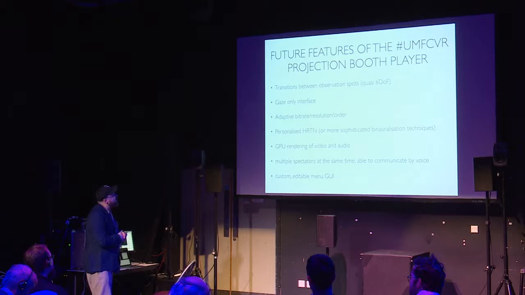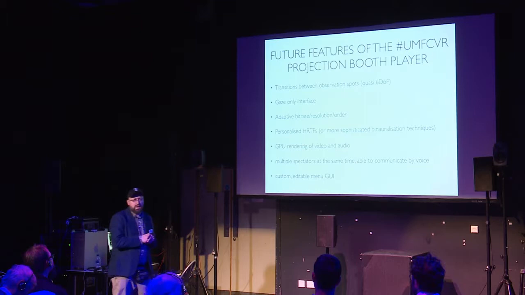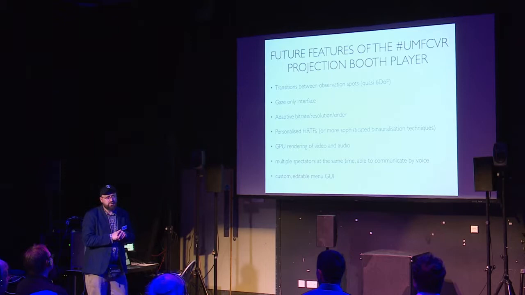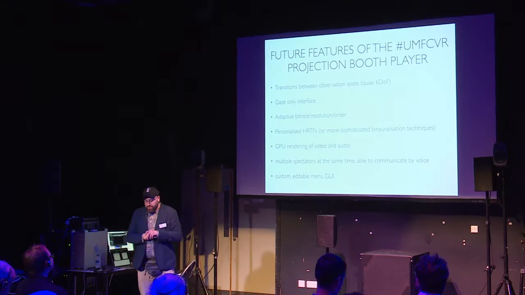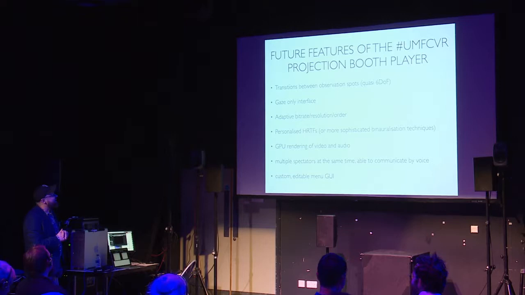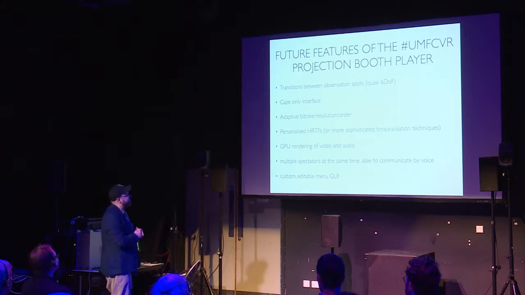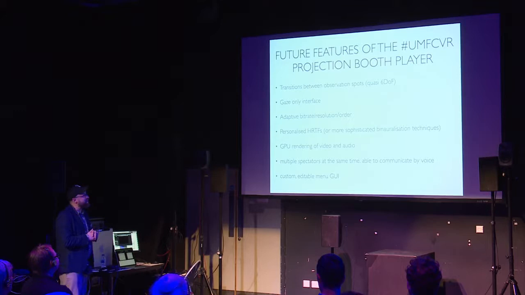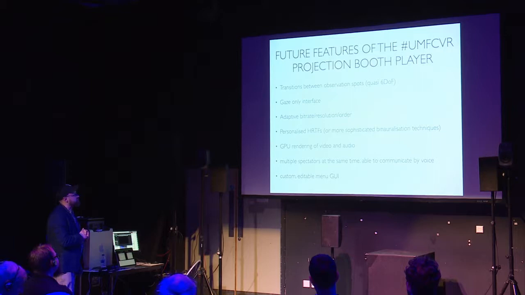Adaptive bitrate resolutions and orders, that would be nice. For example, for streaming, imagine you can stream audio through the internet and have an adaptive ambisonics order depending on your bitrate. That would be nice. Personalized HRTFs, which are the holy grail of ambisonics binauralization right now, and I don't know how to get it. Many people said that they know how to do it without special equipment and anechoic chambers, but they were only talking. Maybe someday. GPU rendering of video and audio. That would be nice, to have additional computing power for the projects, because they are, as I said, really, really power consuming.